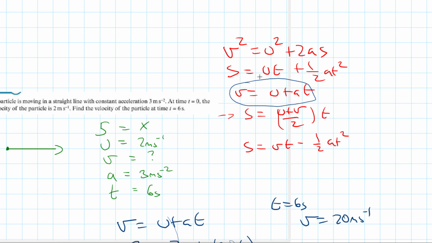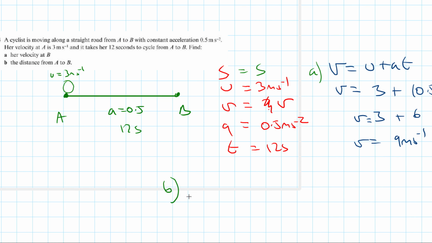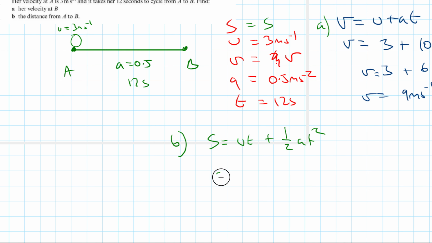If we go to our equations, the equation that doesn't have v is s equals ut plus half at squared. So therefore we can plug that in. It's going to be s equals ut plus a half at squared. From here, s is s, so we don't need to rearrange. It's going to be 3 times 12 plus a half times 0.5 times 12 squared.